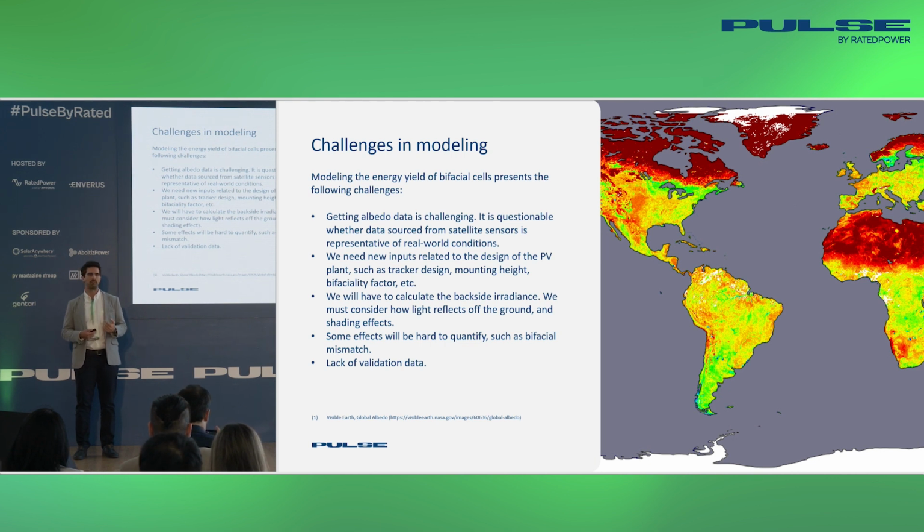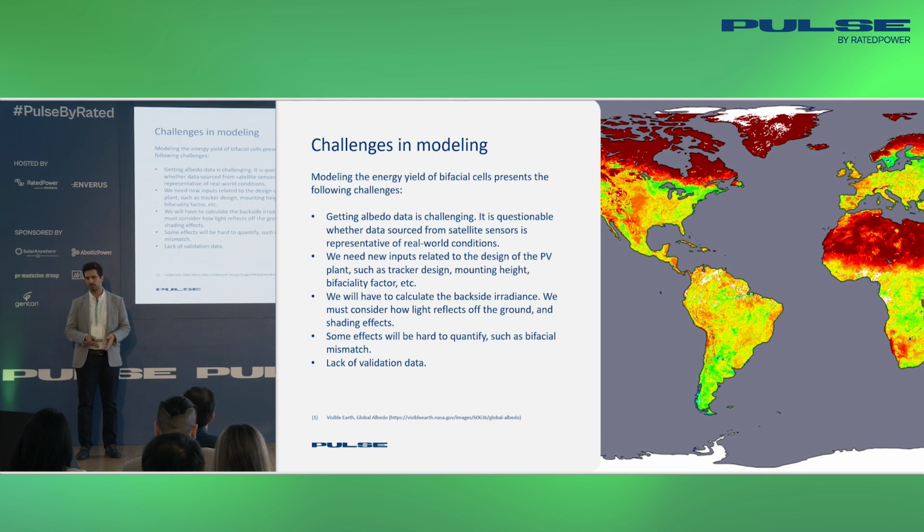We also need new design parameters, which we weren't considering or weren't as important before. For example, the height of the structures above the ground. That's not something that we were considering maybe so much in monofacial modeling. It's super important for bifacials. Of course, we have to consider the calculation of the backside irradiance itself. That's the most complicated part.